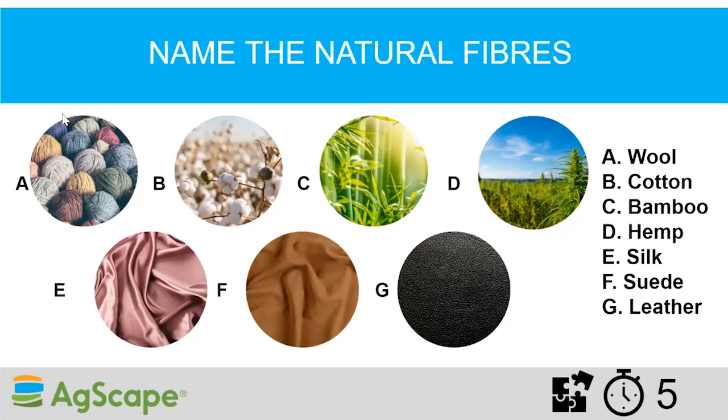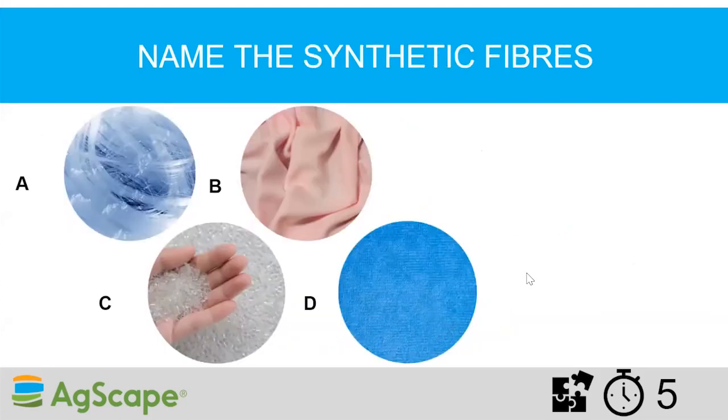But we have our wool, cotton, bamboo actually for C, hemp, silk, suede, and leather. We'll do this one again for synthetic, but this time I'll try not to show the answers. But again, if you're talking about it in the classroom, this can be a fun way to introduce your students to where their fabrics are coming from. Okay, and then what about this one? I have 4 synthetic fabrics here.